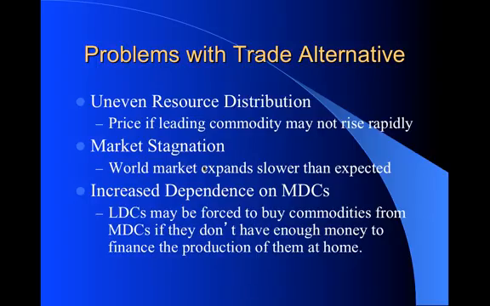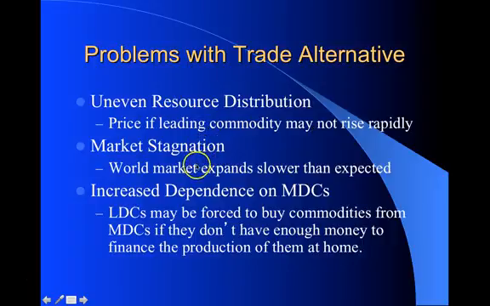And that is the example of the Rostow model. Now, it's not perfect. I'm not telling you it is. It's just a theory. Here's the problem with the Rostow model, the international trade approach. There's a possibility that if you do this and the one thing that you promote doesn't work, you are out of luck. Uneven resource distribution. Price: if the leading commodity does not rise rapidly, if you choose oil and everyone goes wind power, you're done. You've got to find something else.